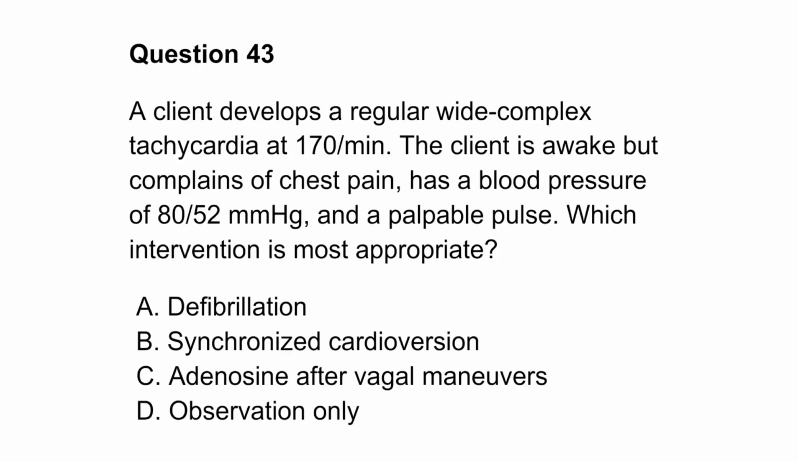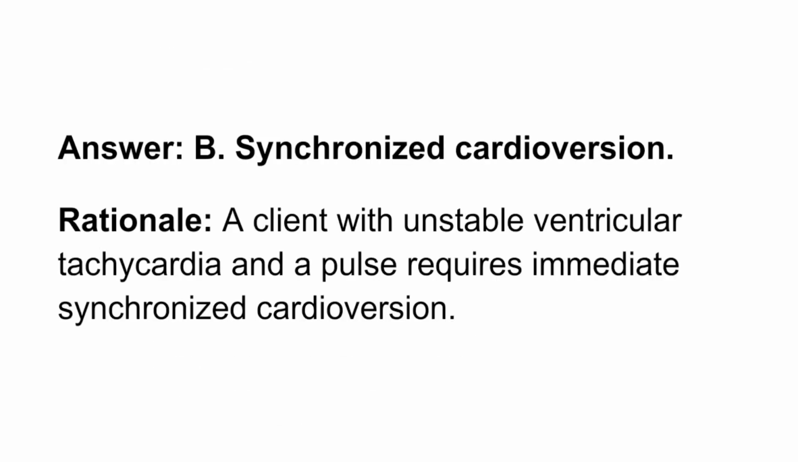Question 43. A client develops a regular wide complex tachycardia at 170 per minute. The client is awake but complains of chest pain, has a blood pressure of 80/50 millimeters of mercury, and a palpable pulse. Which intervention is most appropriate? A. Defibrillation. B. Synchronized cardioversion. C. Adenosine after vagal maneuvers. D. Observation only. Answer: B.